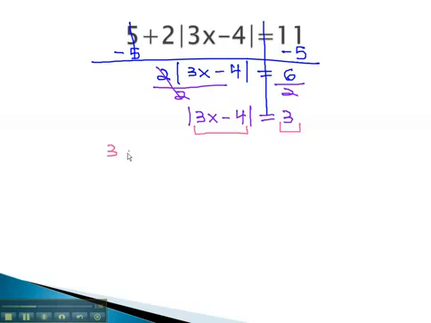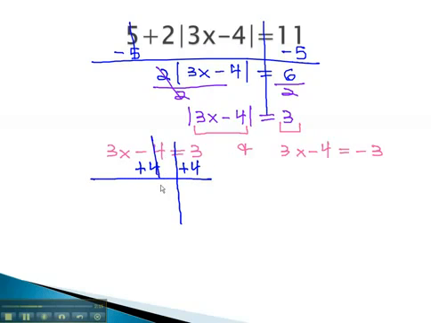We show this with our two equations, 3x minus 4 equals positive 3, and 3x minus 4 equals negative 3. We solve both of these like a regular two-step equation. Adding 4 to both sides begins the first equation. We now have 3x equals 7. Finally, get the x alone by dividing both sides by 3. And x is equal to the fraction 7/3.